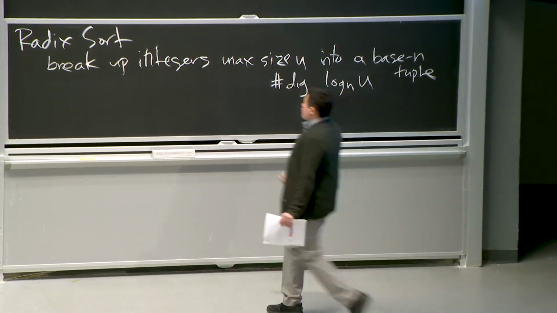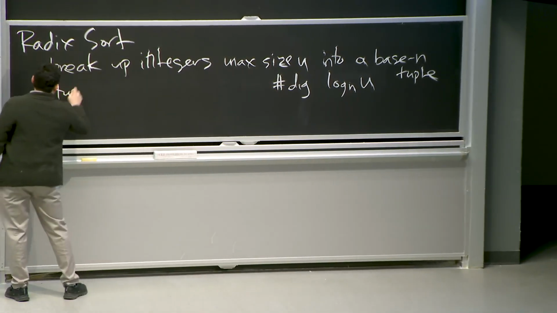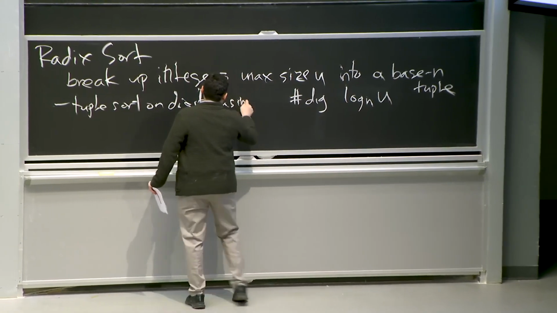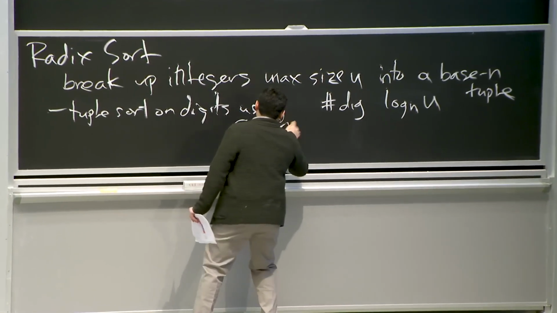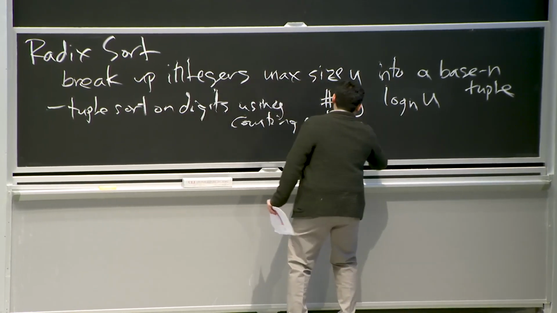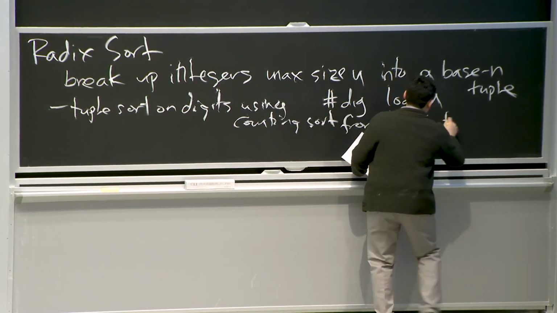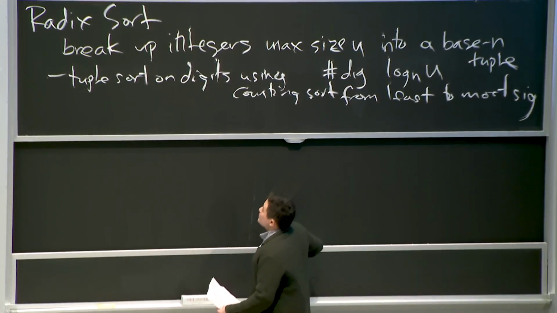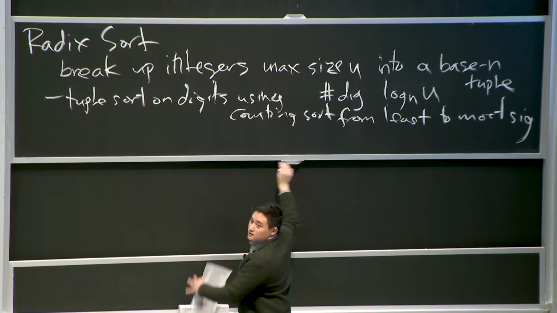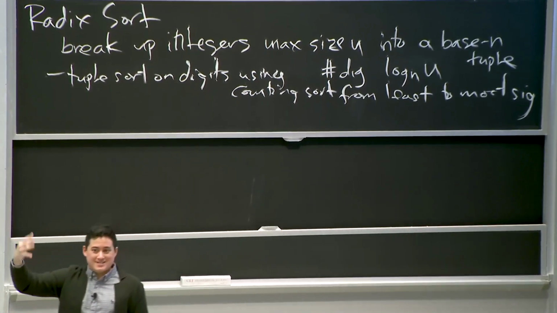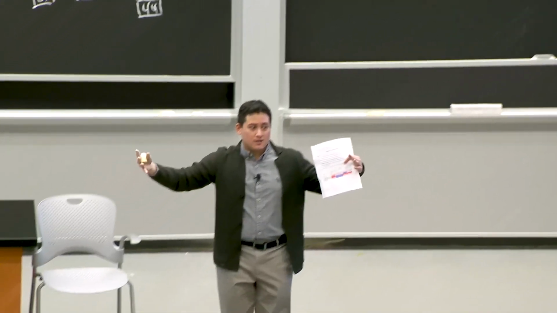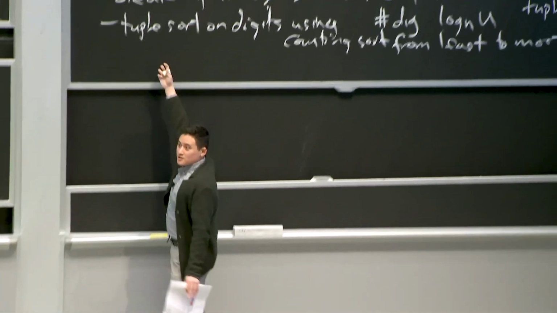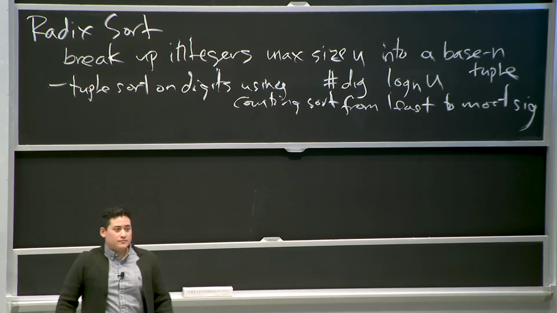And then tuple sort on digits using counting sort from least to most significant. That's the algorithm. How long does that take? How long does it take to sort on a digit that spans the keys 0 to n? Linear time, order n time. How many times do I have to do this tuple sort? The number of digits times.